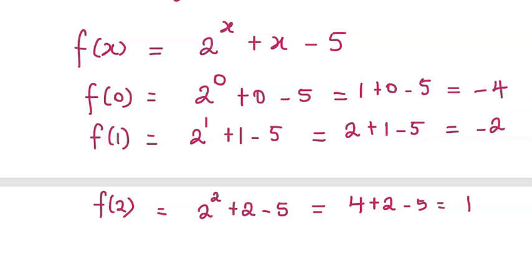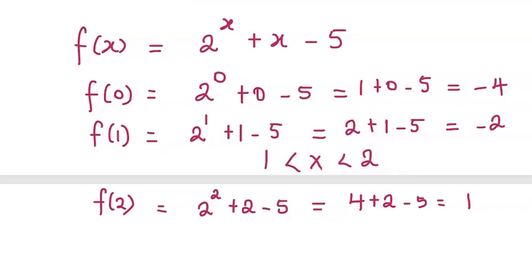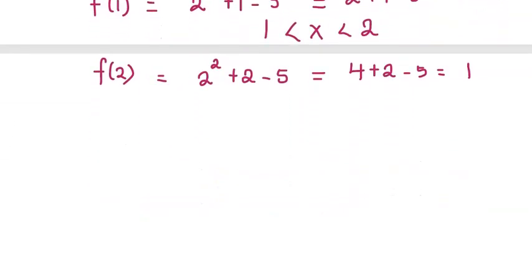Did you realize something? You can see that the sign changed from negative to positive, right? Remember, f of 1 gives negative 2, which is negative, while f of 2 gives a positive result. So this shows that our solution lies between 1 and 2. So we can say 1 is less than x and x is less than 2. Did you get the idea? So here we're going to choose a number between 1 and 2.